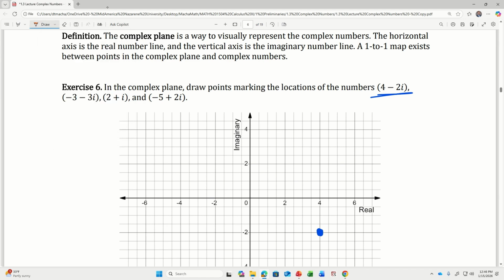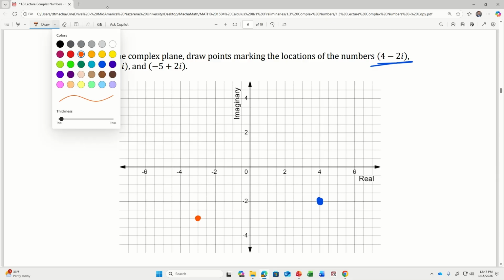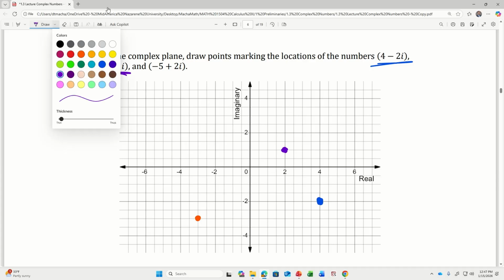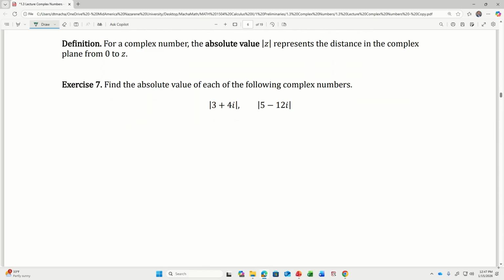The next one is negative 3 minus 3i. And then we have 2 plus i. And negative 5 plus 2i. Does everybody see how to do that? Cool. Like I said, a ton of exercises today. They're all very straightforward, I think.